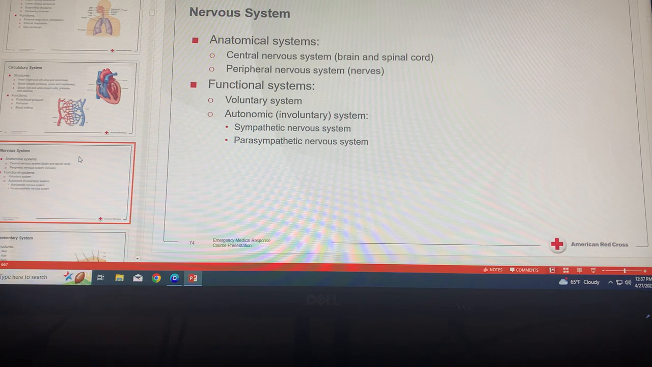Anatomy of the nervous system. The nervous system can be divided into two main anatomical systems: the central nervous system and the peripheral nervous system. The central nervous system consists of the brain and spinal cord. Both are encased in bone, the brain within the cranium and the spinal cord within the spinal column. They are covered in several protective layers called meninges and are surrounded by cerebrospinal fluid.